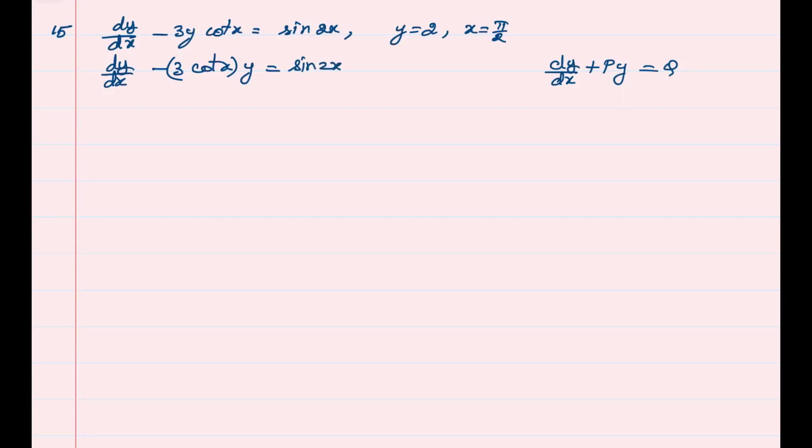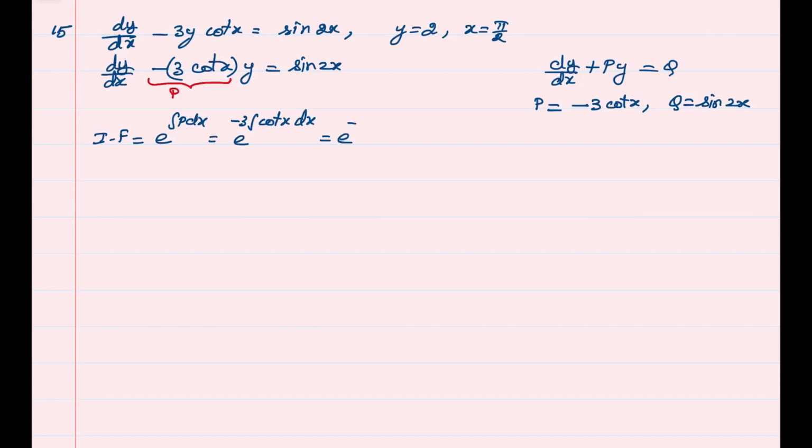Let us write p and q. P is equal to, along with the sign you have to take, very important, otherwise the whole answer will go wrong, minus 3 cot x, and q is sine 2x. We will find the integrating factor e power integral p dx. e power integral of minus 3 cot x dx.